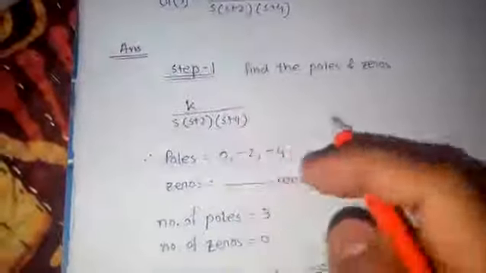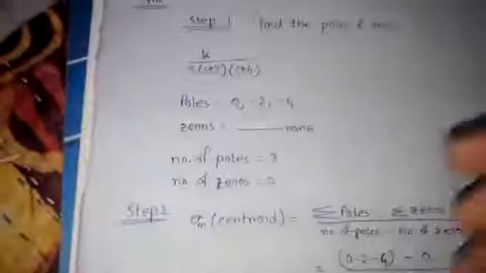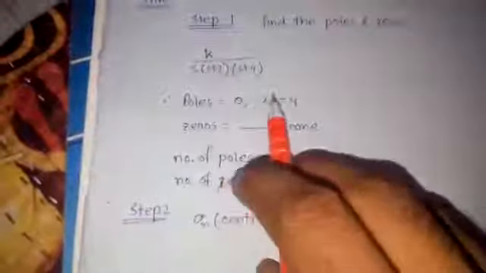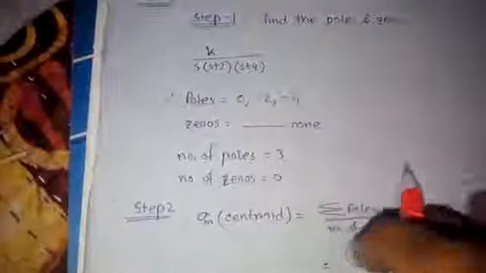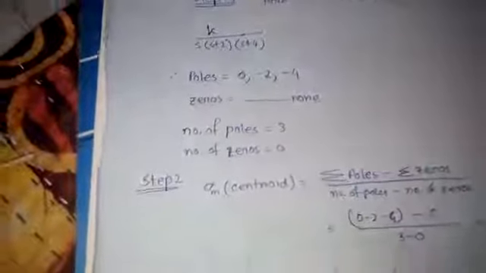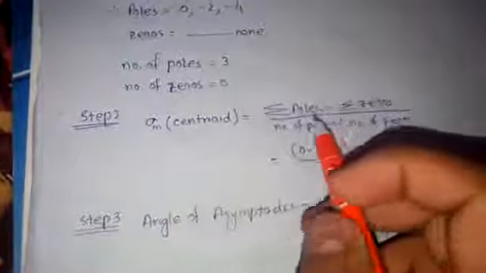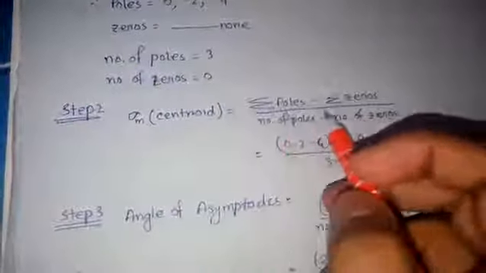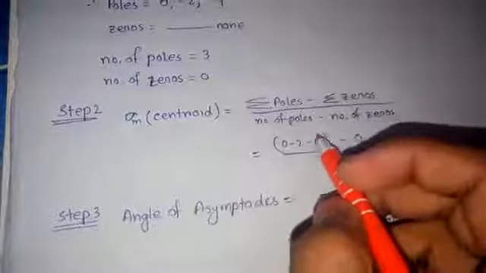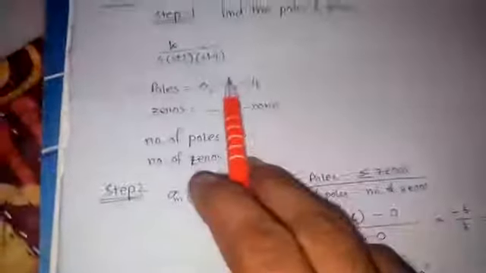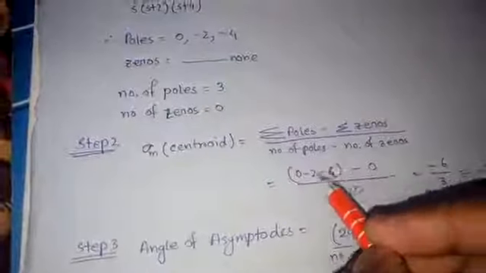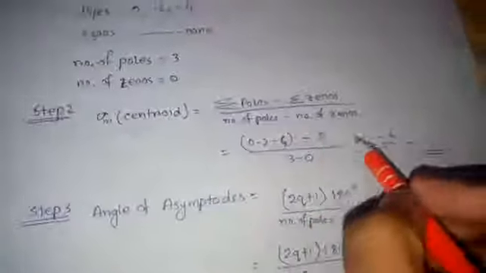Step one, as before, is to find the poles. Here the poles are 0, -2 and -4, and there are no zeros. So the number of poles is 3, and the number of zeros is 0. Now step 2 is to find the centroid. The formula is summation of poles minus summation of zeros, divided by number of poles minus number of zeros. Here you can see no imaginary poles are there, everything is real. If you calculate this, you will find -2 is the centroid.